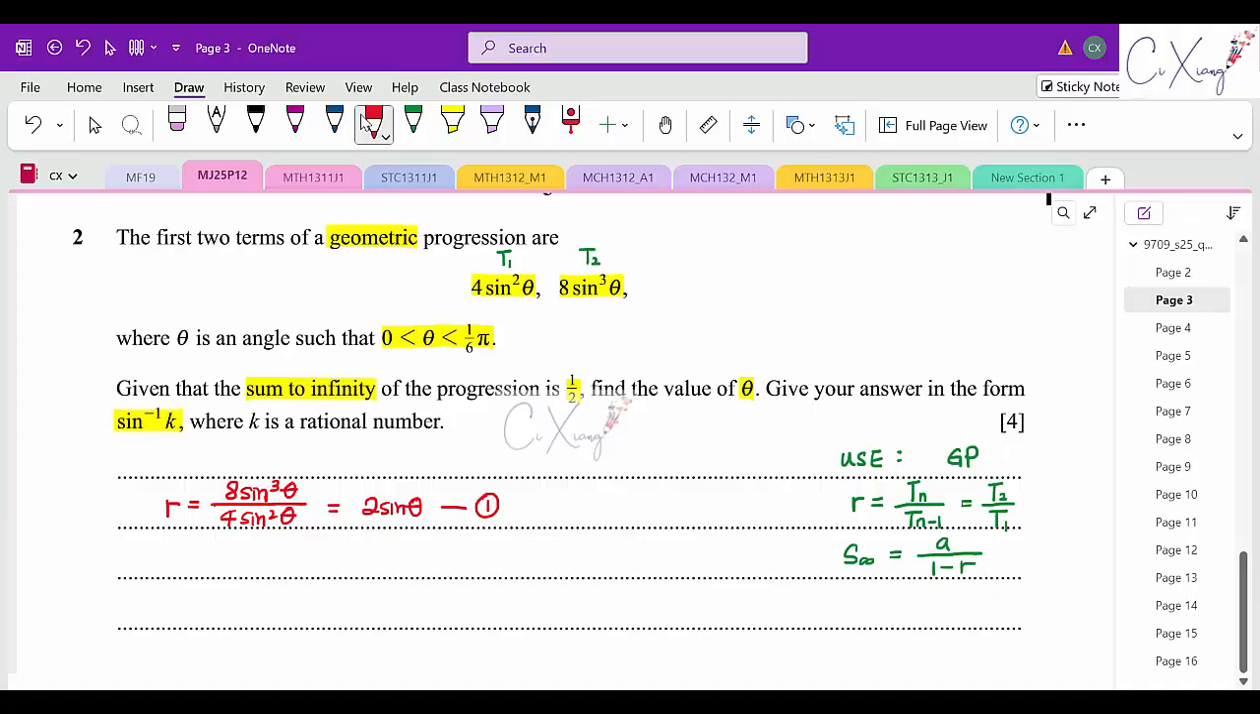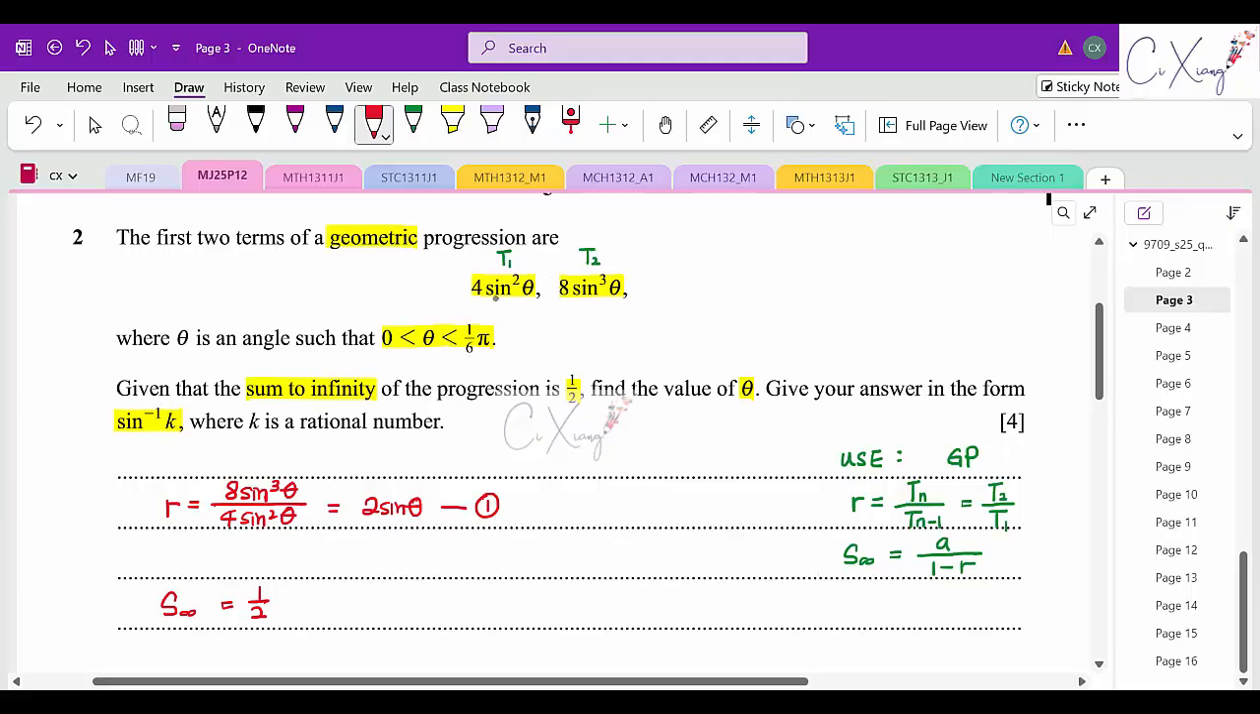Then let's continue and see what do we have to form the second equation. And we are given this information. Sum to infinity is actually the half. If I write out, it will be sum to infinity equals to half. What's the formula for the sum to infinity? A over 1 minus r.